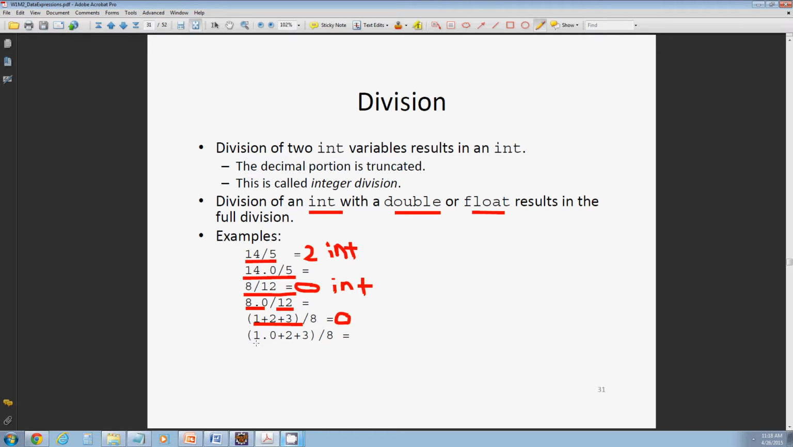Now, here, inside the parentheses, we have 1.0 plus 2 plus 3. So now the result of the expression inside the parentheses is 6.0, which is a double. And we then divide that by 8, but now because the left operand is a double, we're going to perform full division. And so the result of this will be 0.75. Okay, so again, the bottom line here is if both operands are integers, we perform integer division. If one or both operands are doubles or floating point numbers, then we perform full mathematical division.